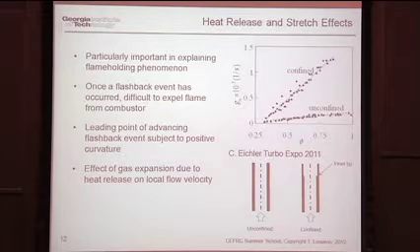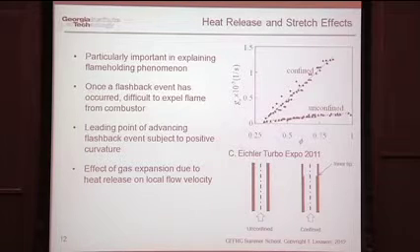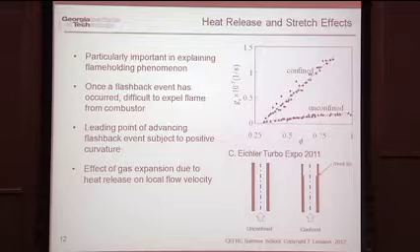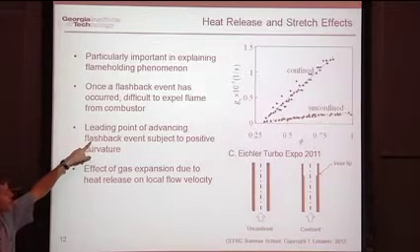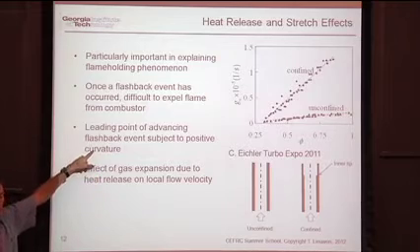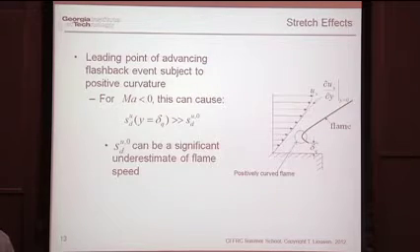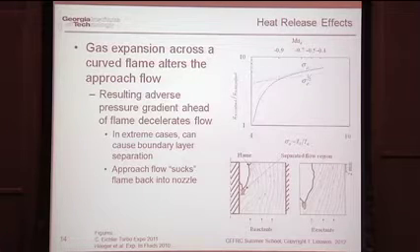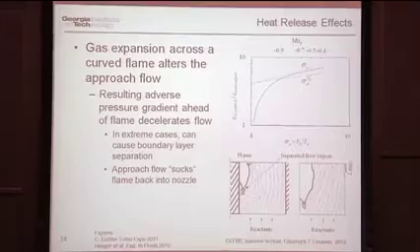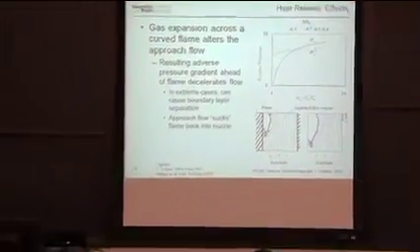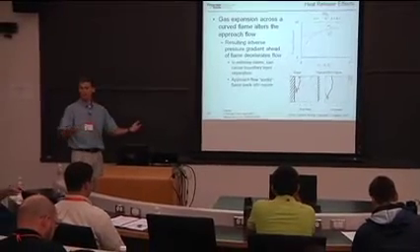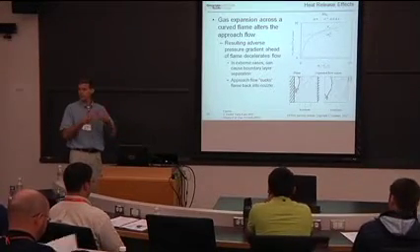So what's happening here? It's entirely due to the effect of curvature, curved flames, on the approach flow. The leading point of the advancing flashback, the advancing part of the flame, is positively curved. And what that does is gas expansion changes the approach flow velocity. Whoops, I put stretch effects. Let me jump ahead two slides for a minute. I want to present this in a little different order. So in other words, gas expansion across a curved flame changes your approach flow. Your approach flow isn't what it is when the flame's not there. And so the velocity in front of the flame isn't the cold flow velocity anymore. It's a different velocity. It's a lower velocity.